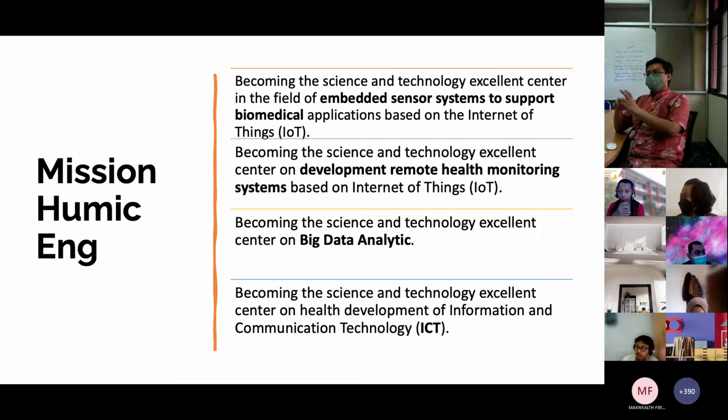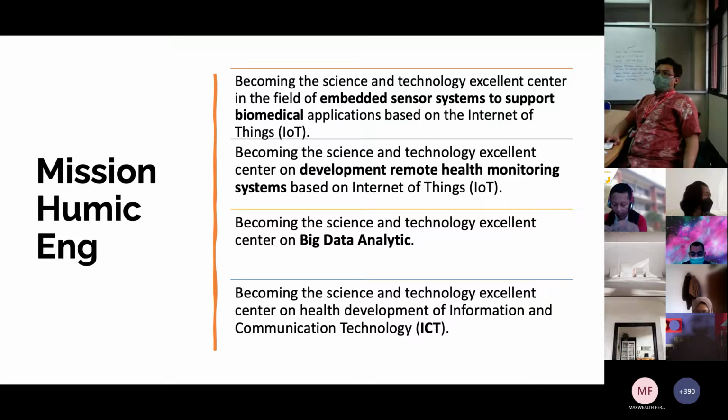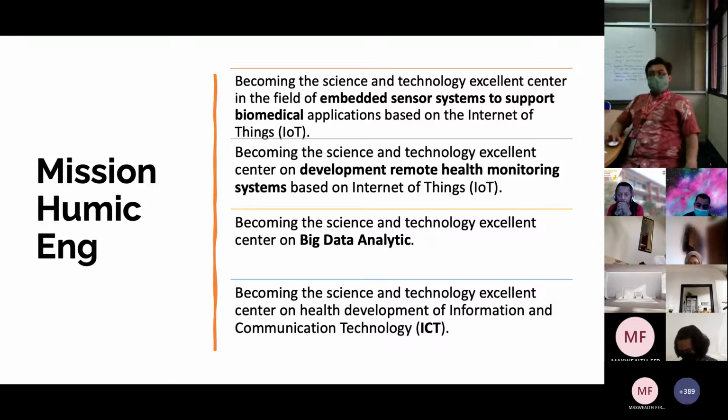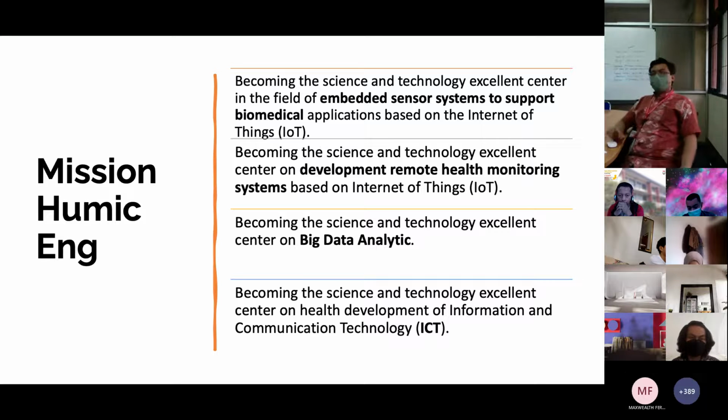Instead of creating applications in IoT, we become the Science and Technology Excellence Center on development of remote health monitoring systems, the Science and Technology Excellence Center on big data analytics, and the last, the Science and Technology Excellence Center on health development of information and communication technology, or ICT. When we talk about arrhythmia, we talk about the ECG itself from the sensor, and we have the remote health monitoring.